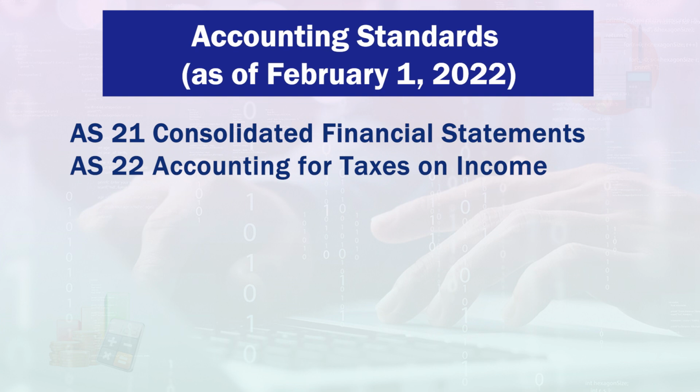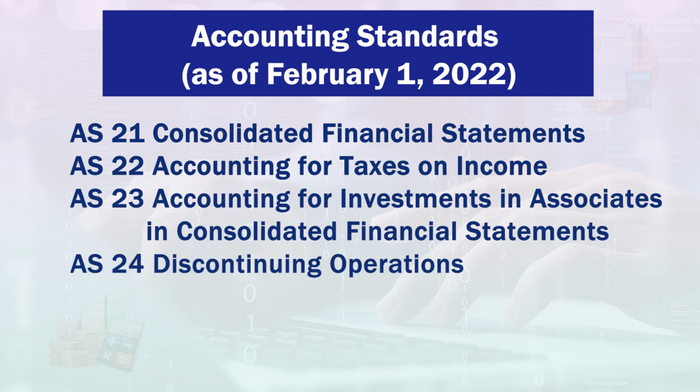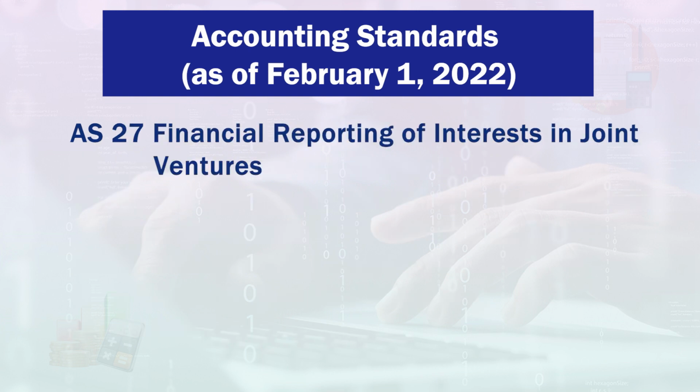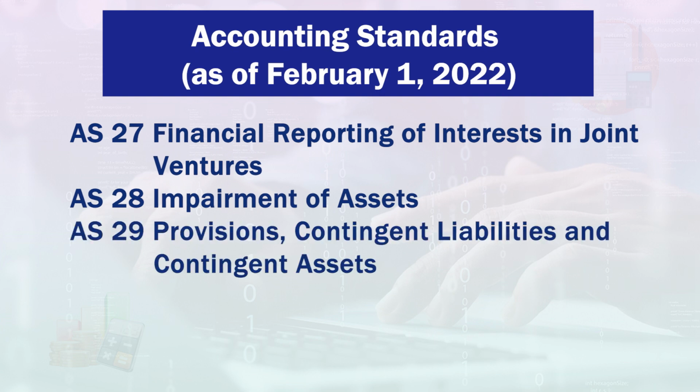accounting for taxes on income. AS 23, accounting for investments in associates in consolidated financial statements. AS 24, discontinuing operations. AS 25, interim financial reporting. AS 26, intangible assets. AS 27, financial reporting of interests in joint ventures. AS 28, impairment of assets. AS 29, provisions, contingent liabilities and contingent assets.